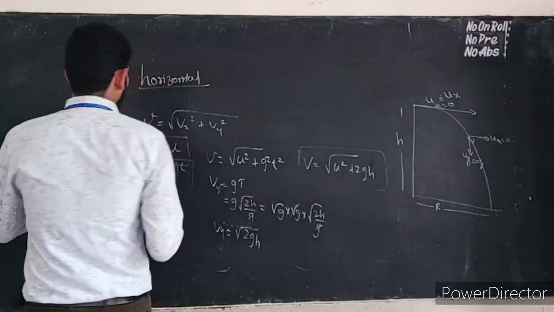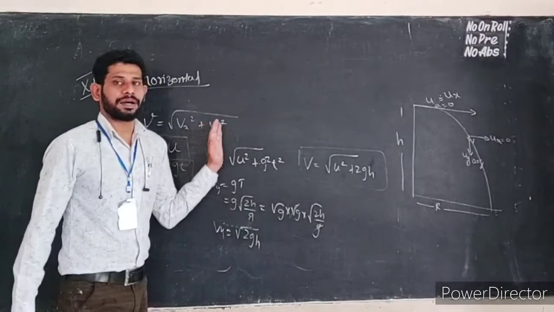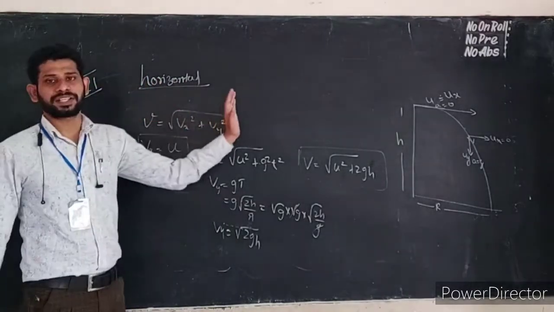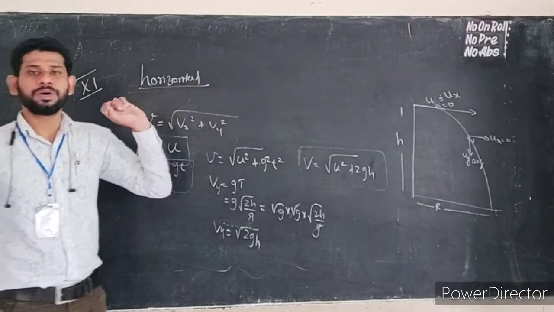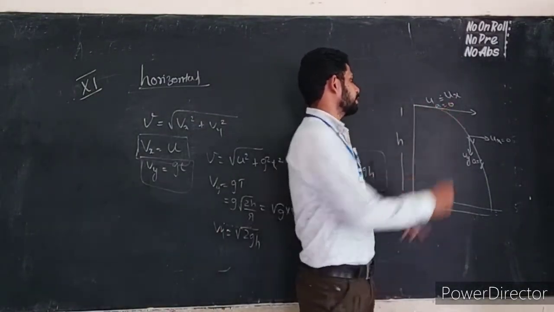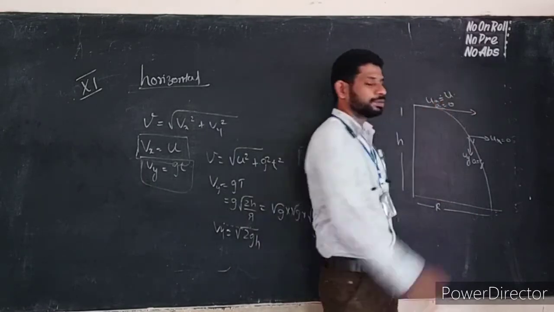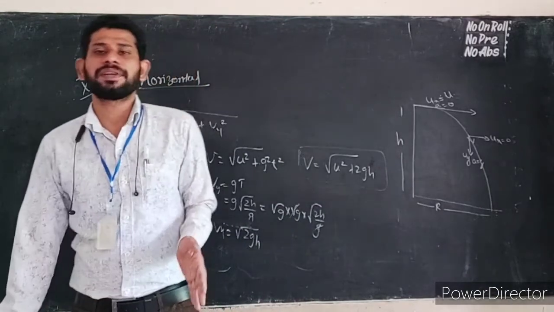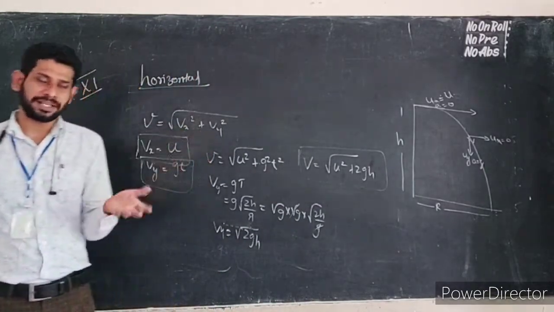First, we have to find the projectile in the horizontal direction, Vx. Here an object is thrown with the initial velocity ux, which will be equal to u. The initial velocity will be u, and the final velocity, that is the vertical velocity, will be v, or vx, vy.